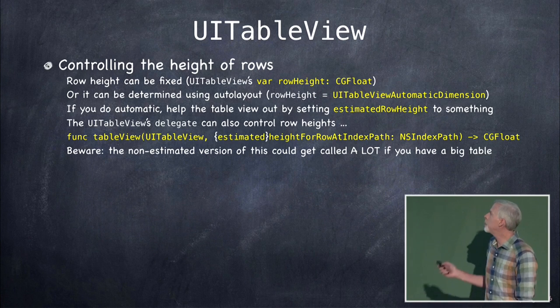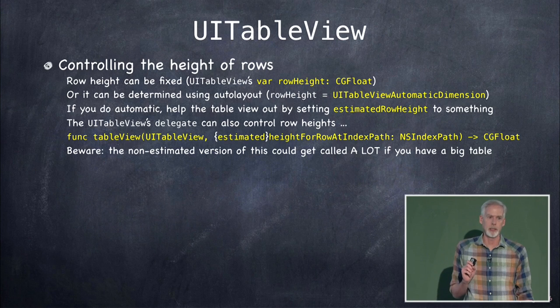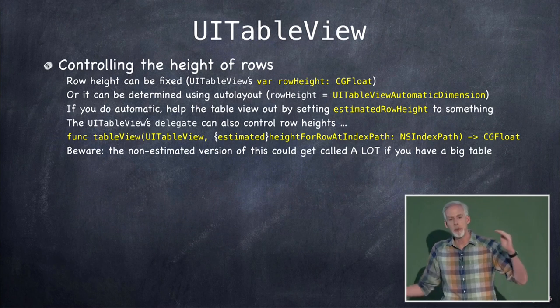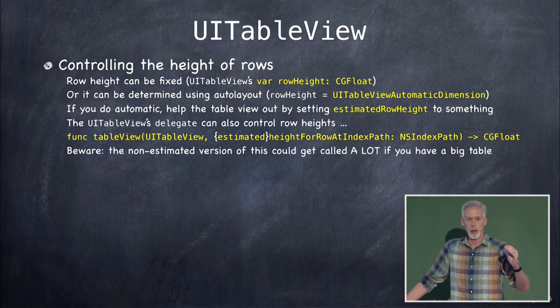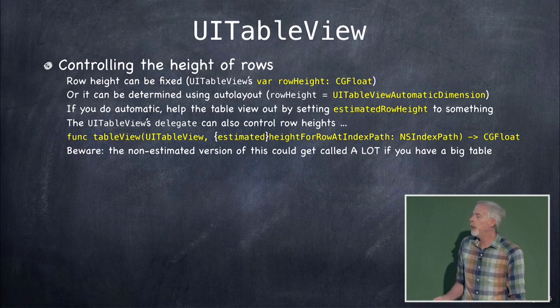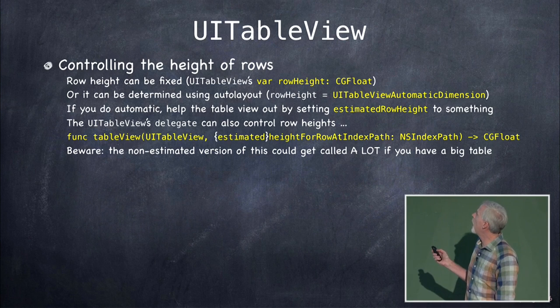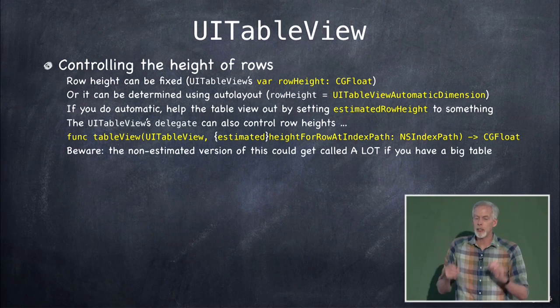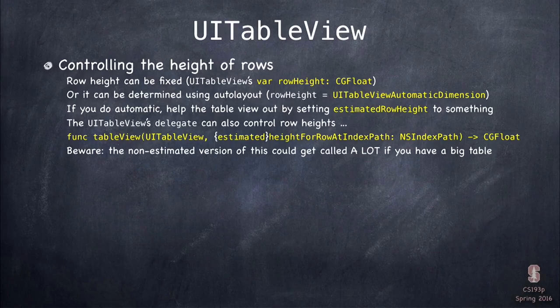So instead, it asks you to tell it an estimated height. It uses the estimated height just to estimate the total size of the table view, but then as one comes on screen, it makes it the actual height based on using auto layout. And the way you make it do the auto layout is with this height, UITableViewAutomaticDimension. It's a special height, which means calculate it for me using auto layout.